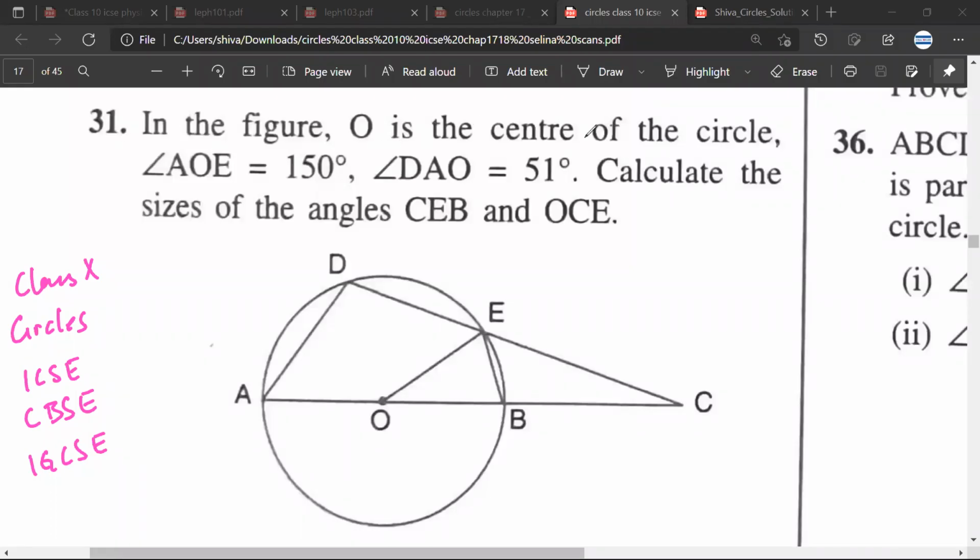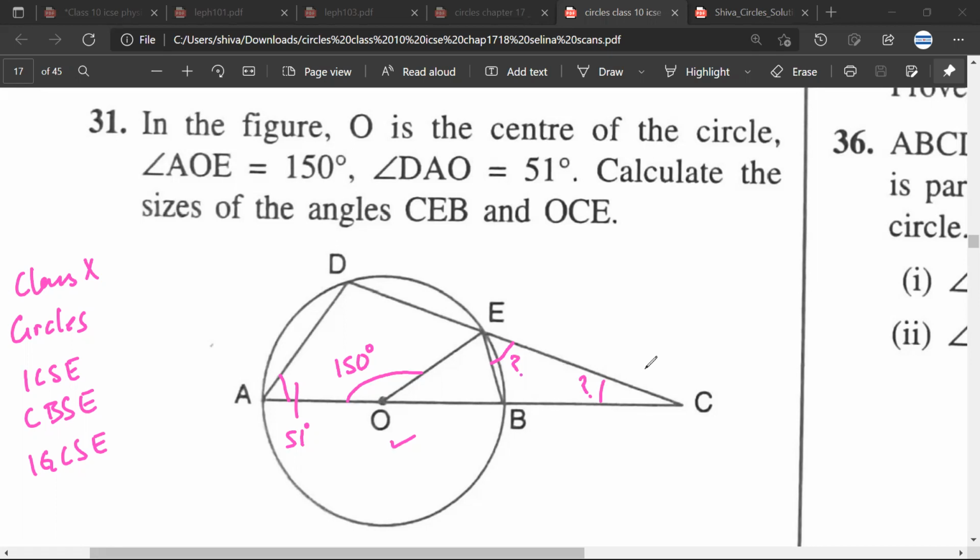So Mr. Siva, O is the center of the circle. Angle AOE is 150 degrees. Angle DAO is 51 degrees. Calculate the sizes of angle CEB and angle OCE. How should we do this question?